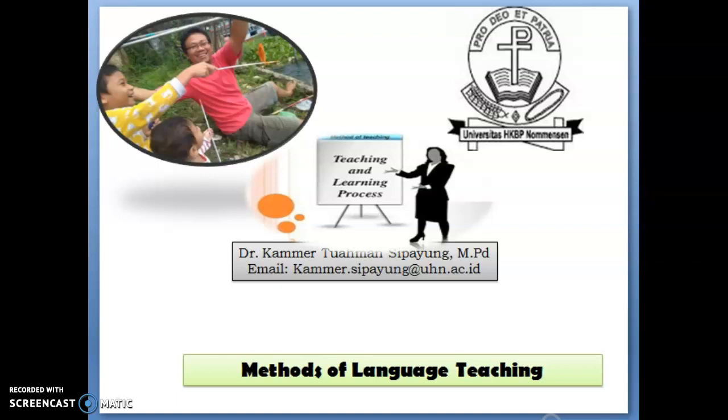Well, for this meeting, we are talking about some methods of language teaching. This method is already old. This is the background of the current language teaching method. Well, what are they?